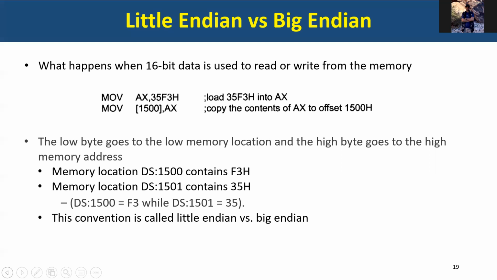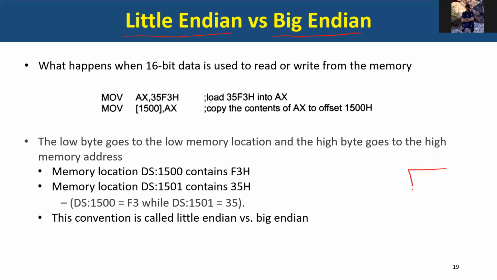There are two ways to store the data in the memory. One way is called little endian, and the other way, which is basically the opposite, is big endian. x86 uses the little endian style. So what is the difference between them?